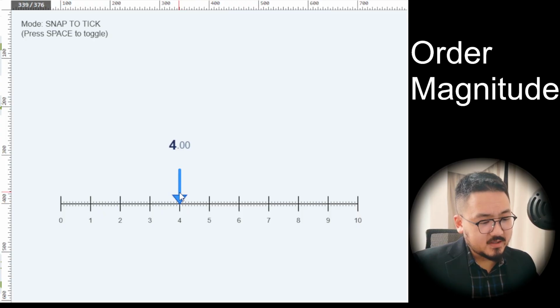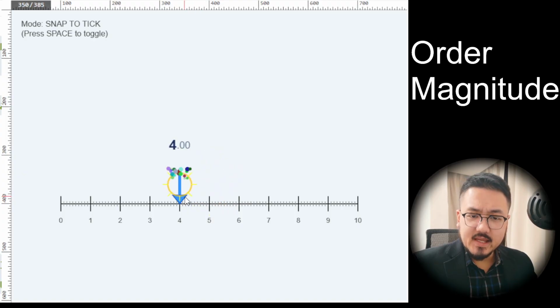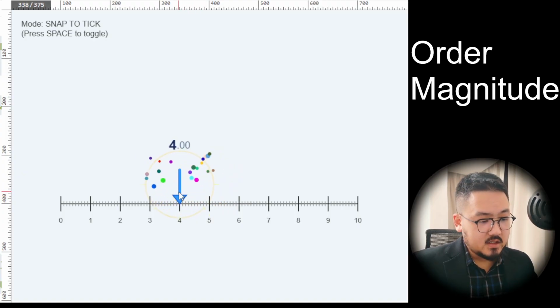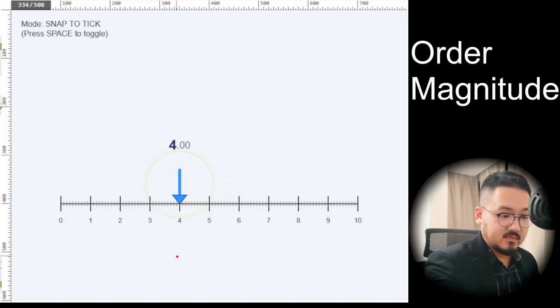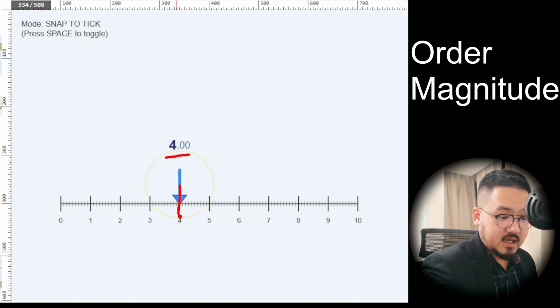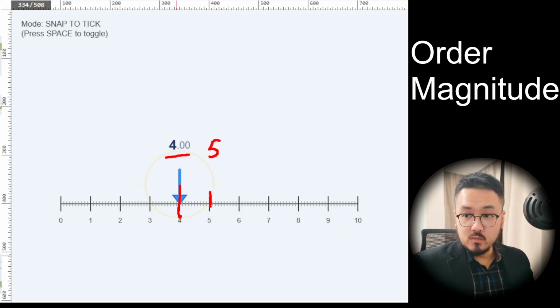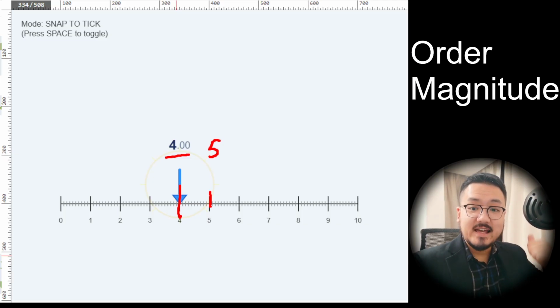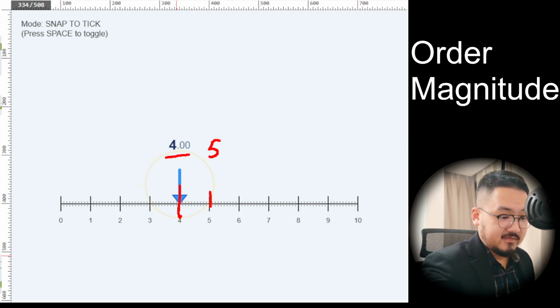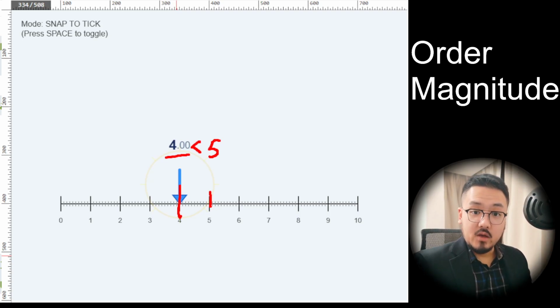If you think about this, we got 4, and also we got 5. Let's compare these two. So 4 is at the left side, and 5 is at the right side. So we can say 4 is here, 5 is here. So 4 is less than 5. And we can also say 5 is greater than 4.